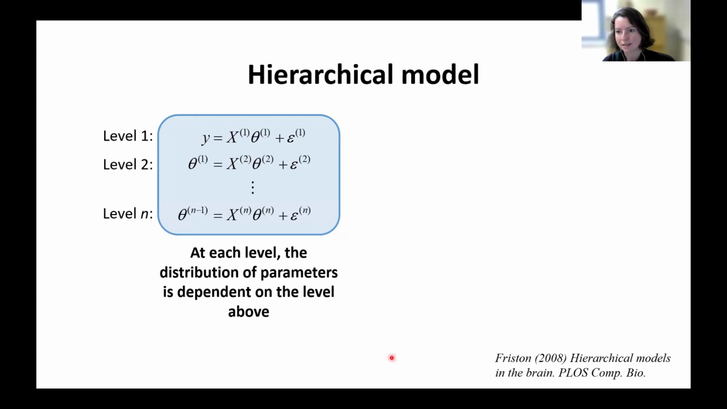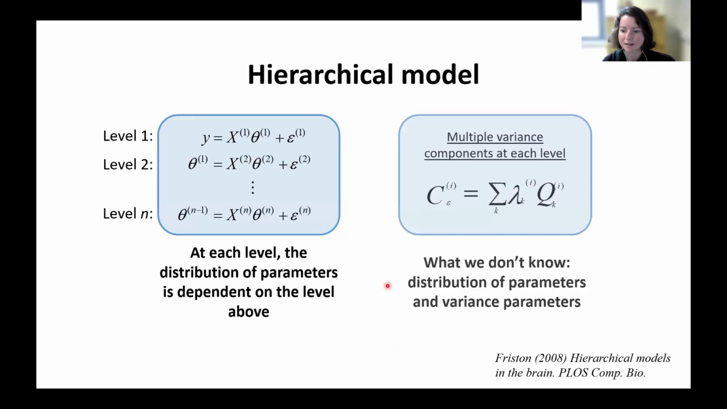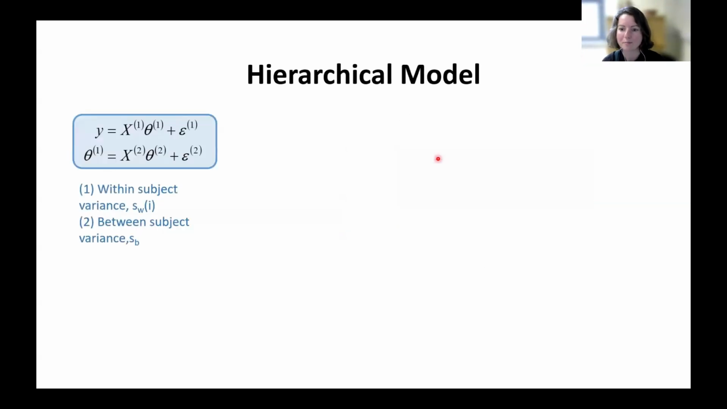Now, in our case, the first level in our hierarchical model is just the first level GLM, whereas the level above is the group level, second level GLM. So the idea is that we can influence our within level estimates by looking at our group level estimates and so forth in a hierarchical manner.